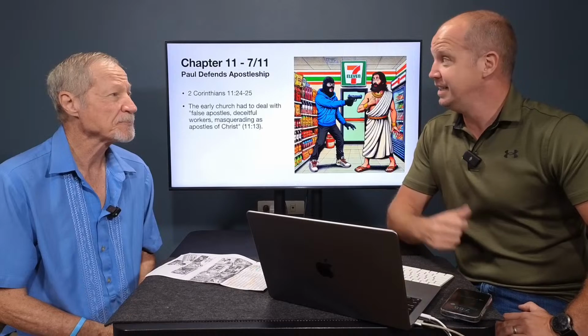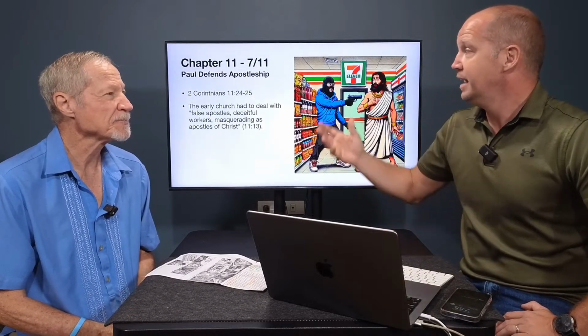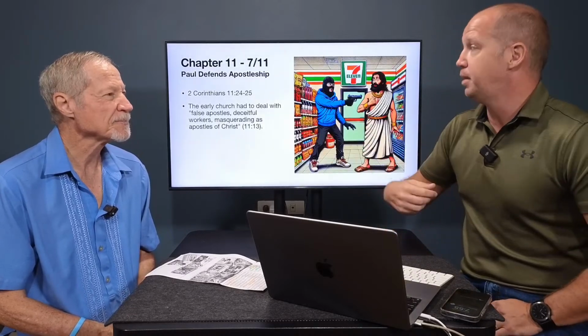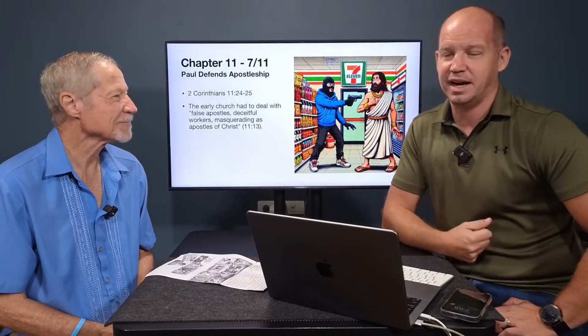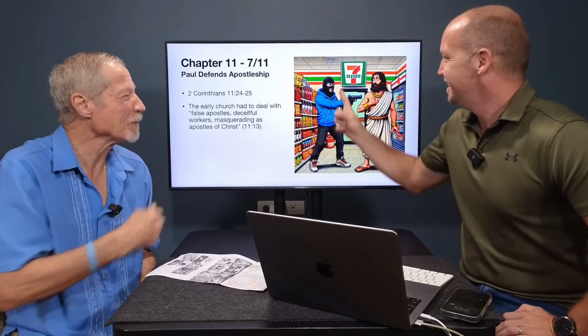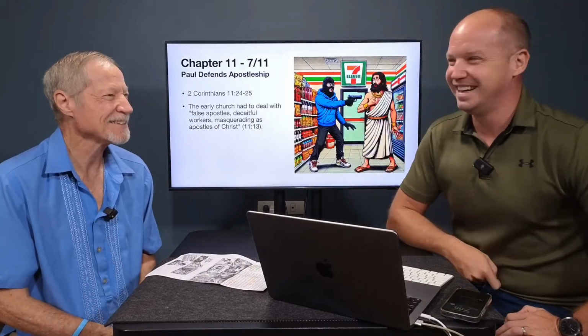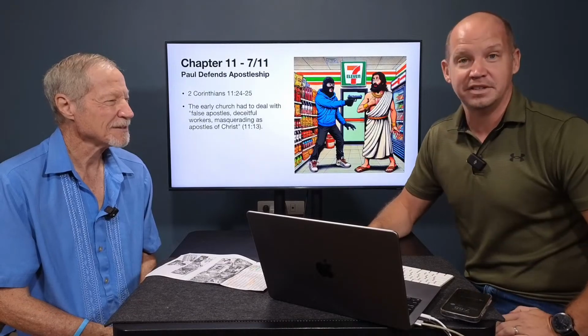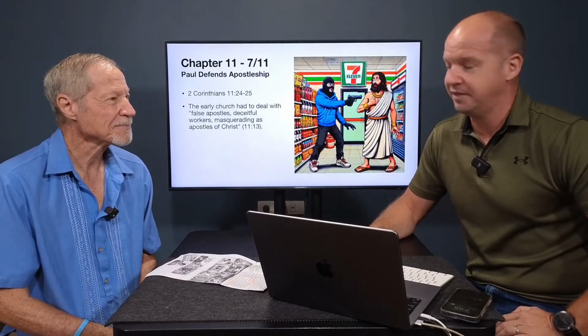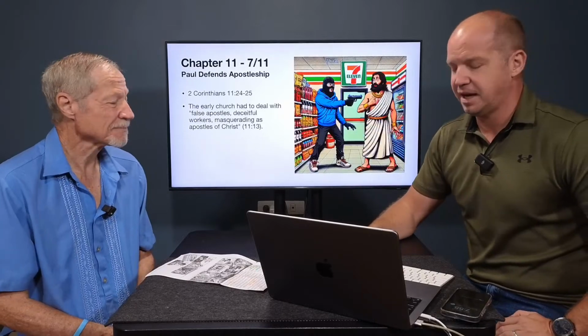Yeah, and he talks very specifically about how the early church had to deal with false apostles, deceitful workers, and those masquerading as apostles of Christ, as it says in verse 13. So that's your robber there. So there you got a mask and somebody masquerading, exactly. Okay. So that's chapter 11 that takes place in a 7-Eleven, and Paul defends his apostleship.